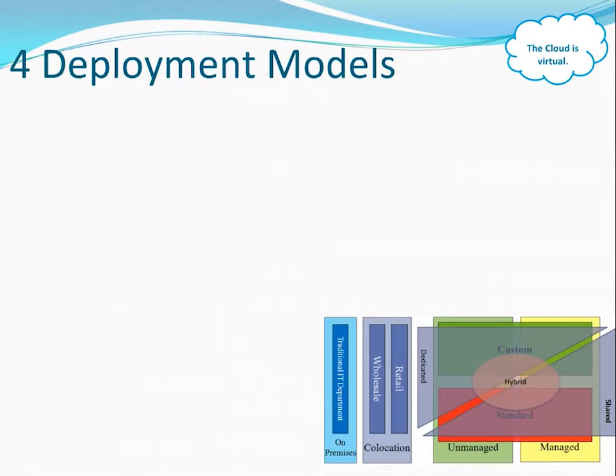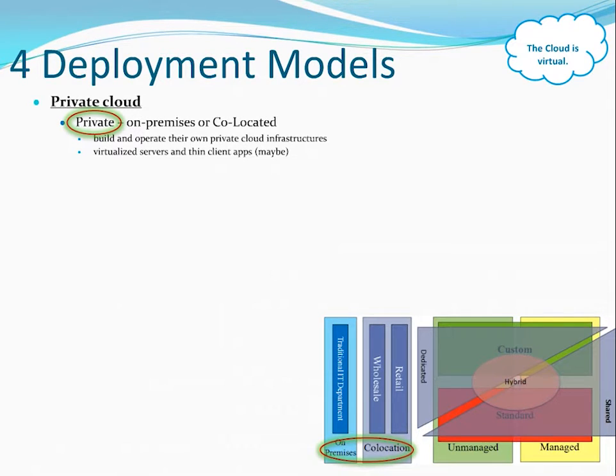Next is deployment models. So what I've done is I've put our little diagram in the bottom right-hand corner there so that you can see, as we talk about these deployment models, where they live in that hosting landscape. And so first we'll talk about private cloud. Private cloud is cloud resources that are on premises or co-located, okay? And you'll see the little circle that I put down there on the diagram.